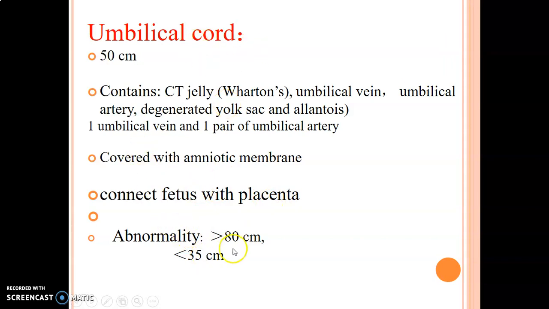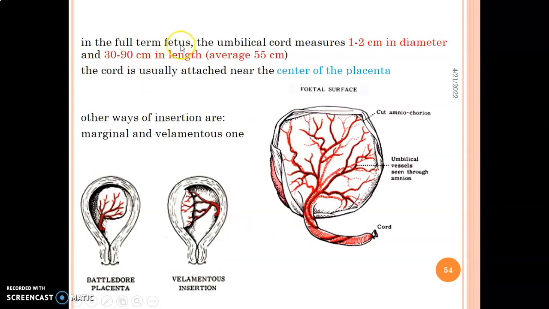Abnormalities of the umbilical cord: it can be too long or too short. When it's less than 35 centimeters it is too short. When it's more than 80 centimeters it is too long. So in a full-term fetus, usually the cord will measure 1 to 2 centimeters in diameter and 30 to 90 centimeters in length, with an average of around 50 to 55.